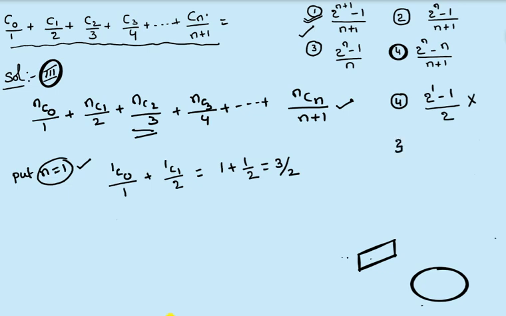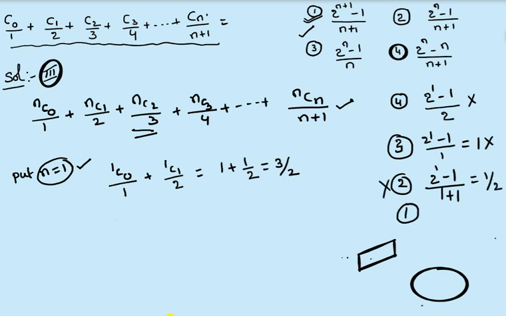Next you can see in the third option, n equals 1: 2 power 1 minus 1 divided by 1, so you will get 1. So the third option is also wrong. Next you can go for the second option: 2 to the power of 1 minus 1 divided by 1 plus 1, you are getting 1 by 2. So the second option is also wrong. Definitely we can say the first option is correct. That is 2 square minus 1 divided by 2, that is equal to 3 by 2. So with the help of verification we can also do this particular question.